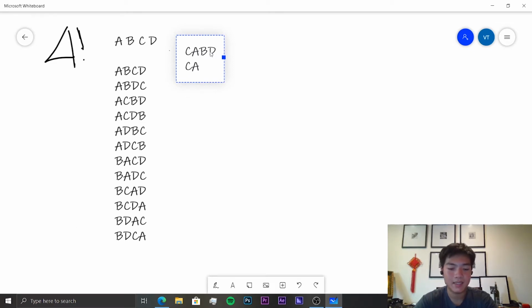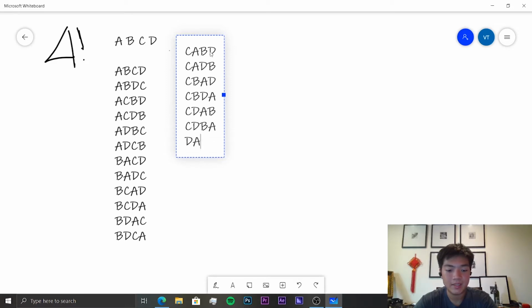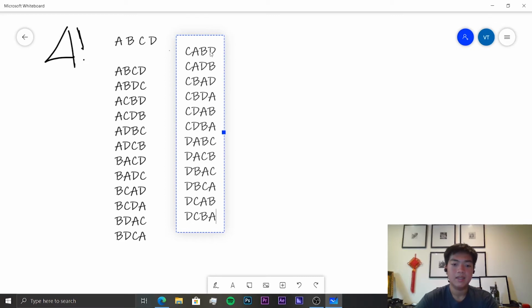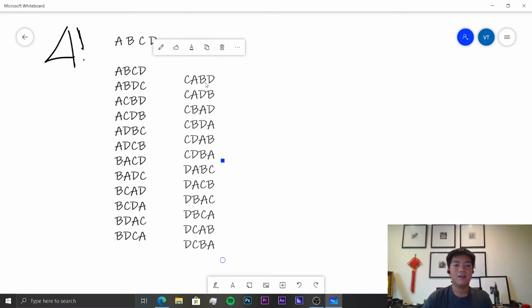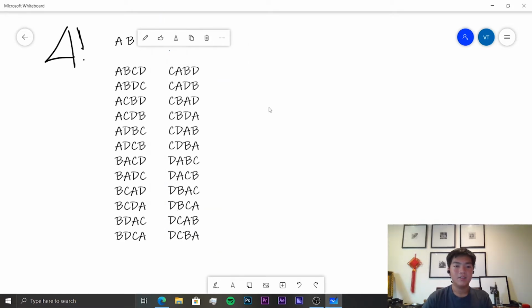So CABD, CADB, CBAD, CBDA, CDAB, CDBA, and then DABC, DACB, DBAC, DBCA, DCAB, and DCBA. And so if you count all of these combinations up, you'll get that there are 24 combinations in total.